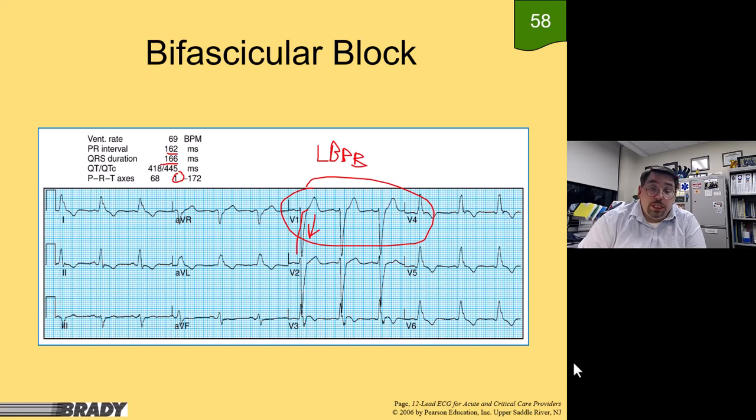So I hope that this was helpful for you. As you can see, axis deviation, bundle branch blocks, and patient assessment all are starting to converge together to help you prepare to provide your patient with the best pre-hospital care that you can.